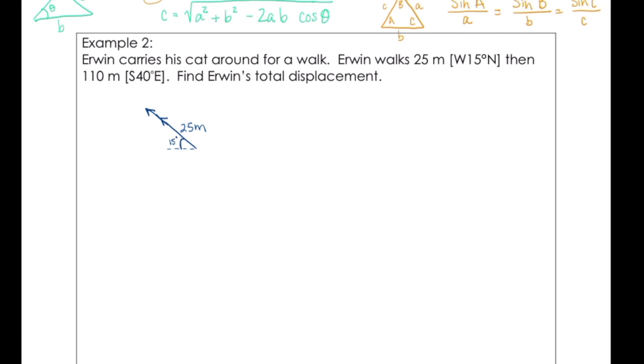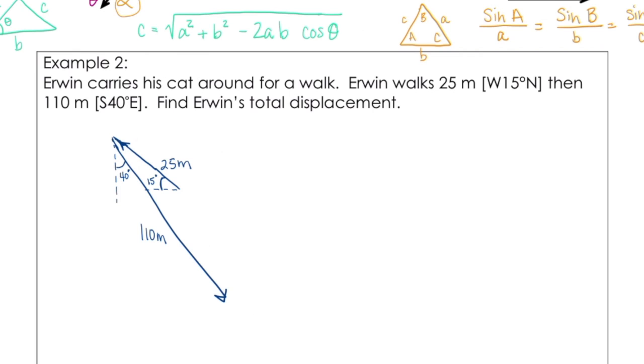Okay, and then he's going to walk 110 meters. So let's just say it was that way. And then our angle from south is 40 degrees east. So we're wanting to find what is the resultant displacement. Okay, so this is what we're trying to find, the total displacement, and then the angle.